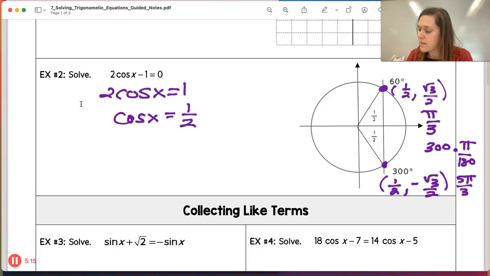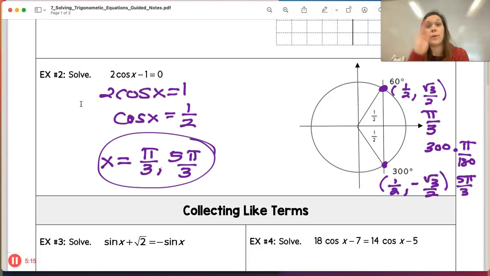So my x is equal to, because that's my variable, pi over 3 and 5 pi over 3, if we were just going one rotation. Again, I could find infinite numbers if I just keep adding a full rotation, so finding my coterminal angles with that.